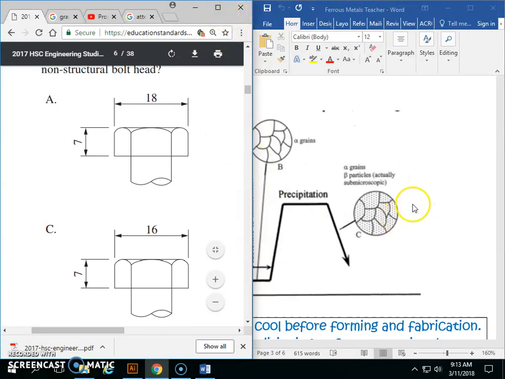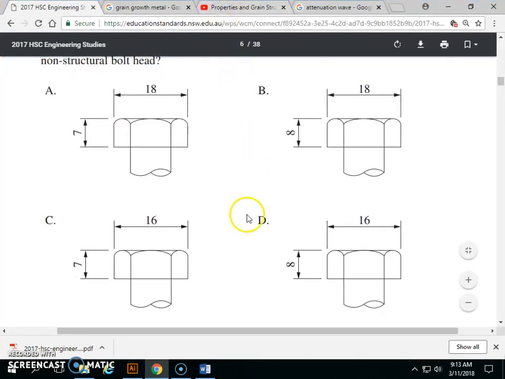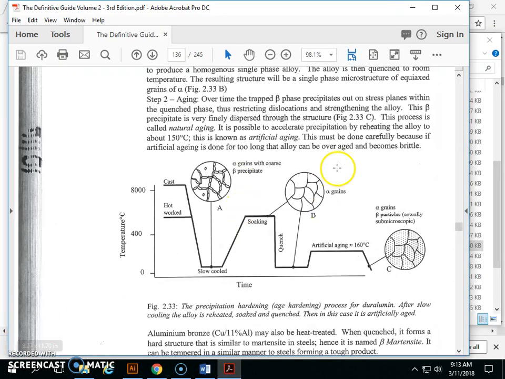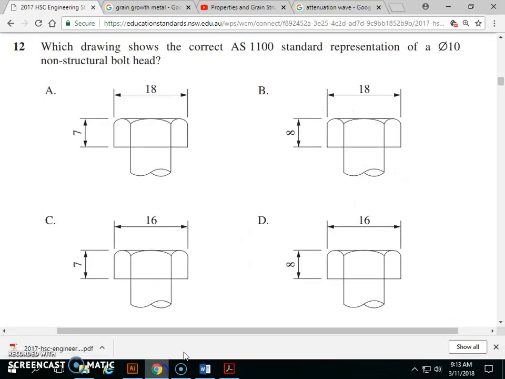Yeah, the correct page for aluminium is what page? 130. Okay, great. Well, I get it. And yeah, here's page 130. Okay, back to the exam.